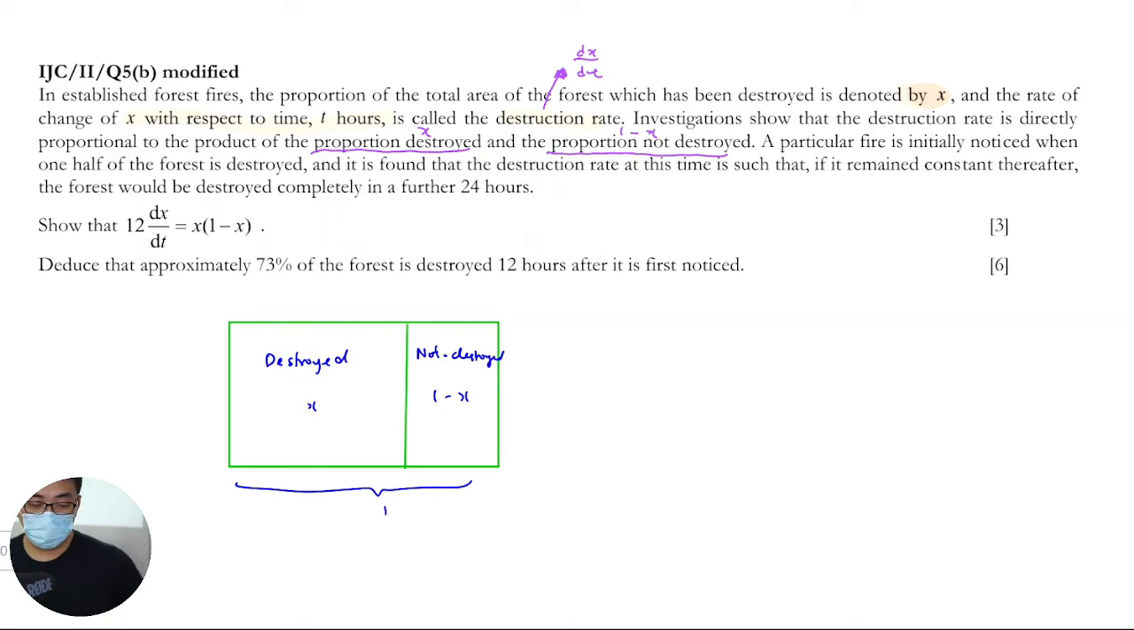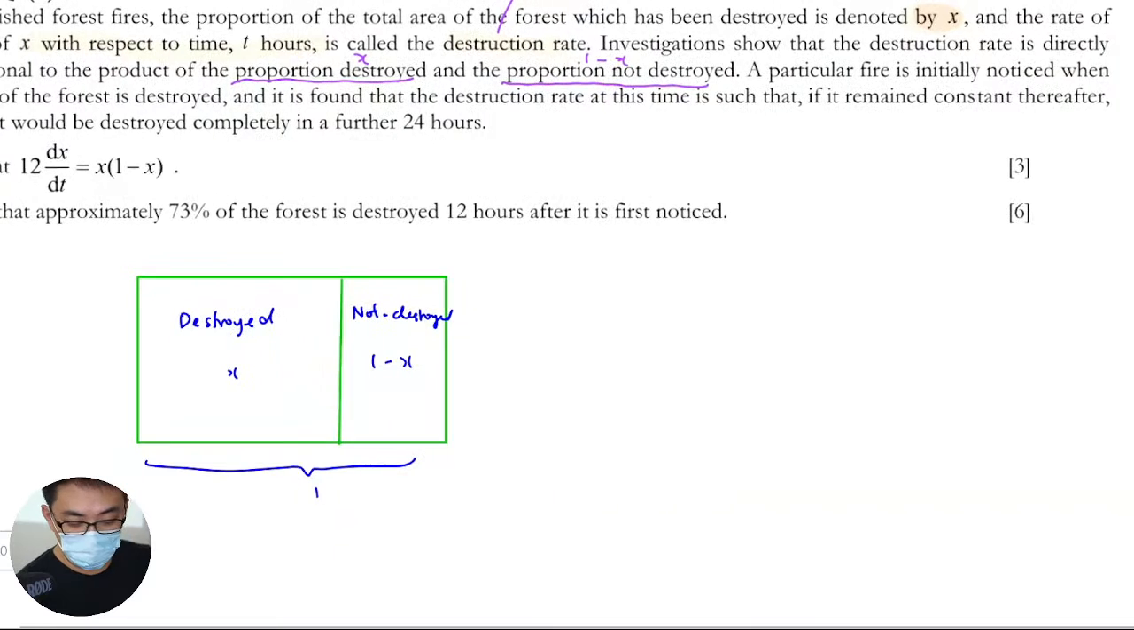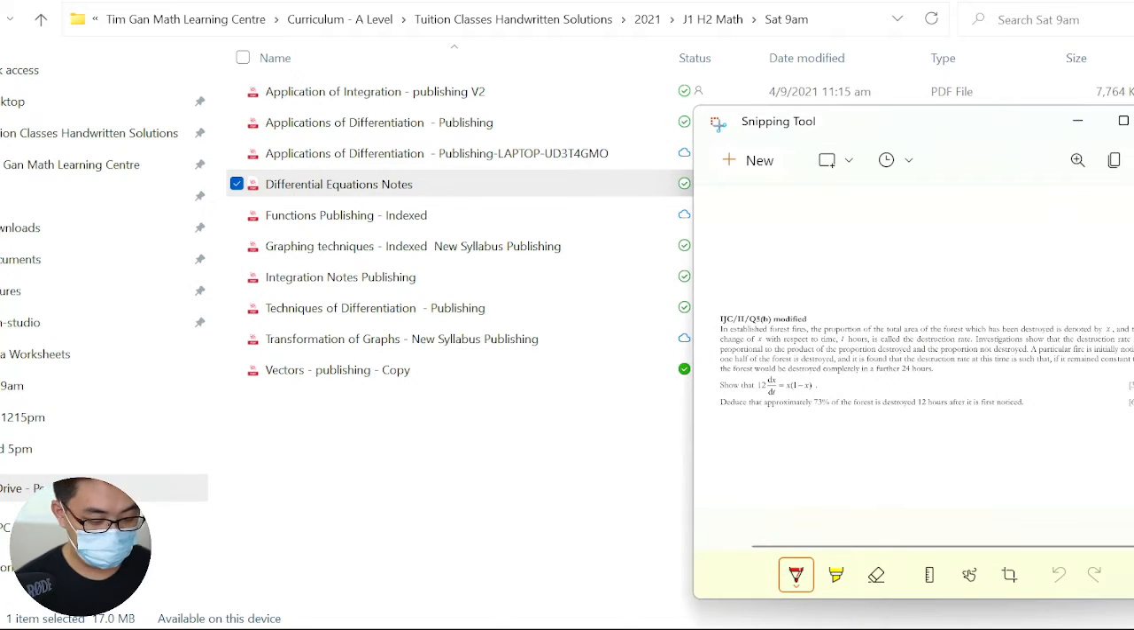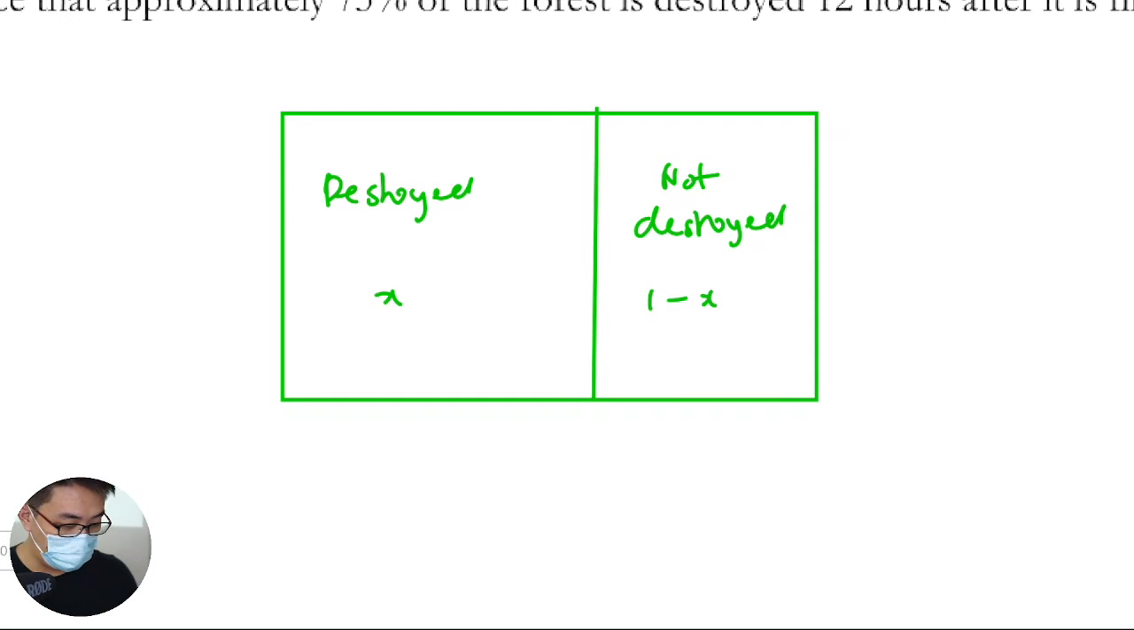So let's try and understand this rate here. You're told that the destruction rate is dx/dt. So the question is, why is it 1? Because proportion means fraction. Fraction just means 100%. So the whole thing here is 100%, and 100% is just 1.